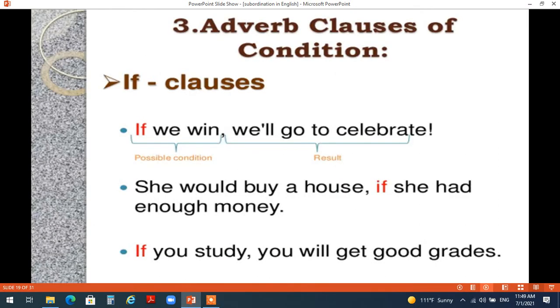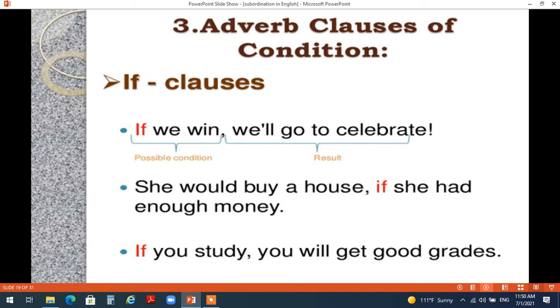The third type is called adverbial clauses of condition, to indicate a conditional meaning in the sentence. Usually we use if to indicate the conditional meaning. If we win, we will go to celebrate. If we win, this is the subordinate or dependent clause. We will go to celebrate. This will be the independent clause.